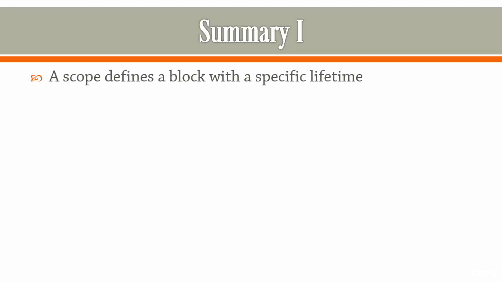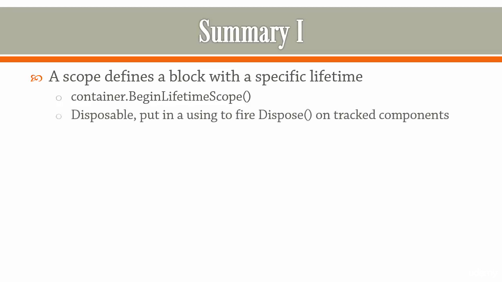All right, so let's try to summarize some of the things that we saw in this entire section. First of all, we talked about this idea of a scope, which is essentially a code block. So it's a block with a specific lifetime, and within that block, once you call container.BeginLifetimeScope, you get an IDisposable. And until you dispose it, that's your scope essentially.